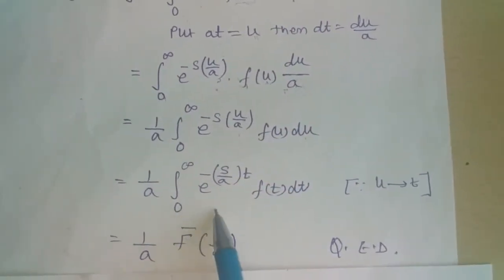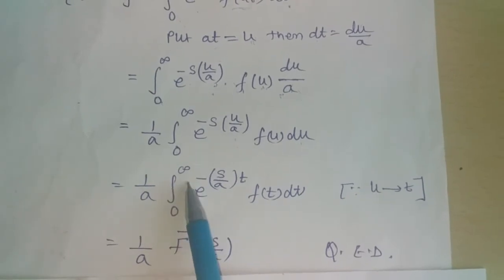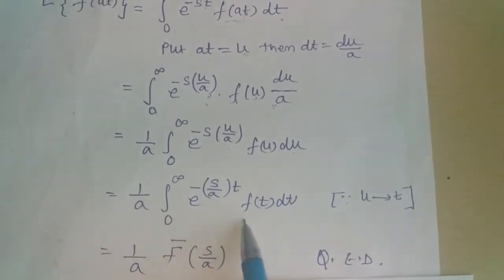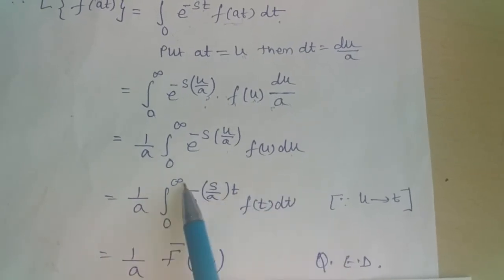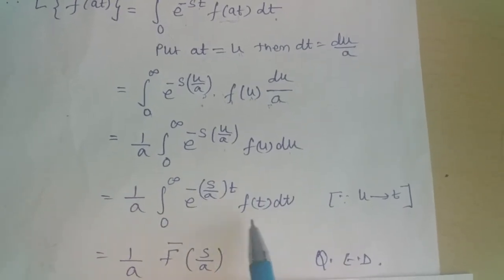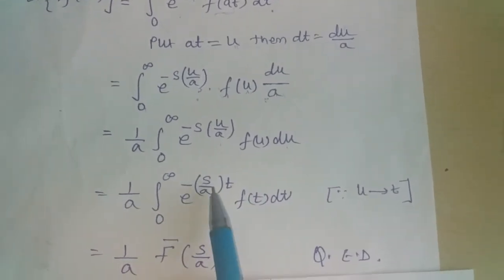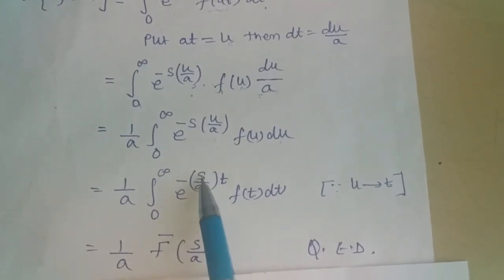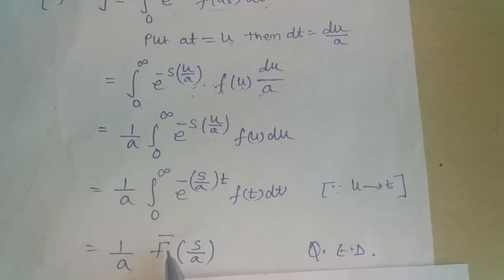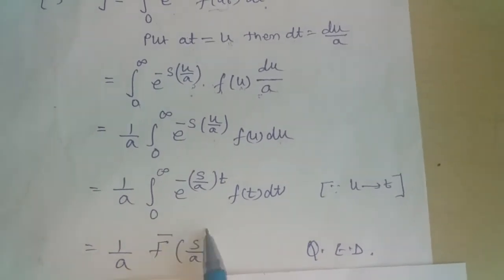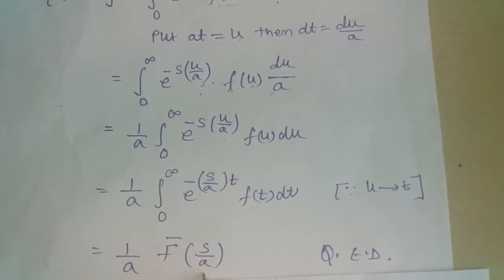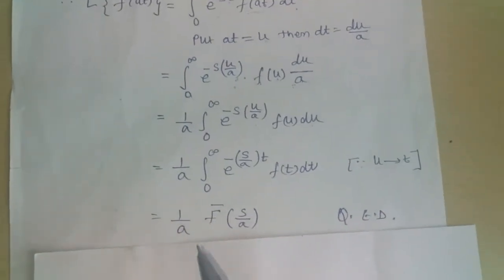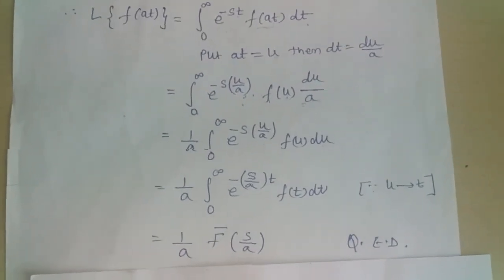Now what is this integral? This integral is of the type integral from 0 to infinity of e^(−st) f(t) dt, which is the Laplace transform of f(t), which we denote by F̄(s). But here the parameter is s/a, so we get F̄(s/a) in place of F̄(s). So this is the proof of the change of scale property.